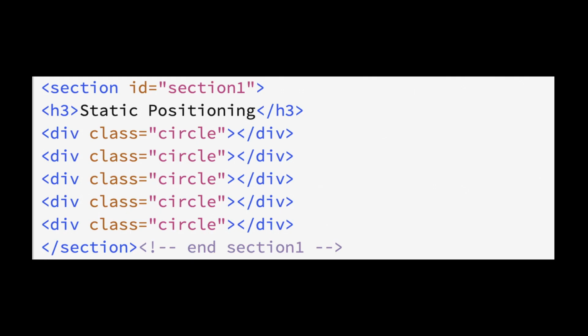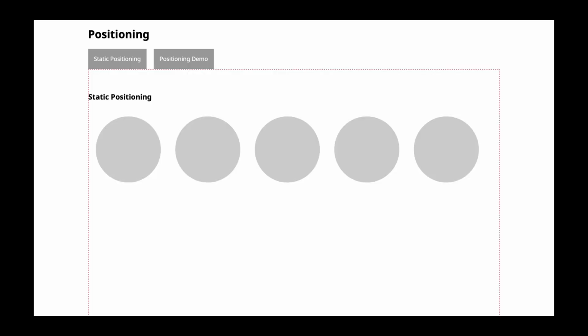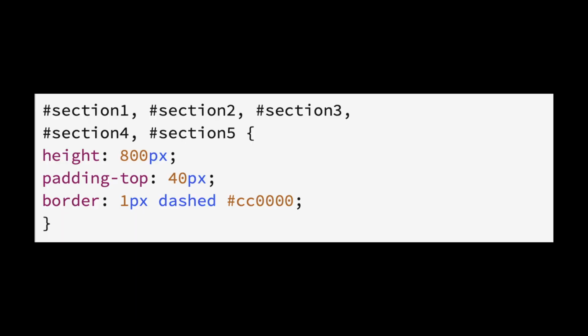Here's the code for section 1, the HTML, and the CSS. In the next image, we have added borders to block off each section. We have added a border to our CSS targeting the section elements.